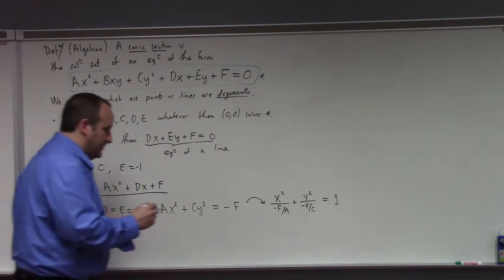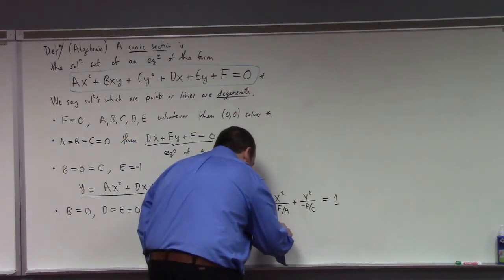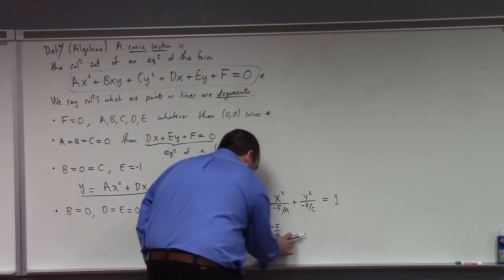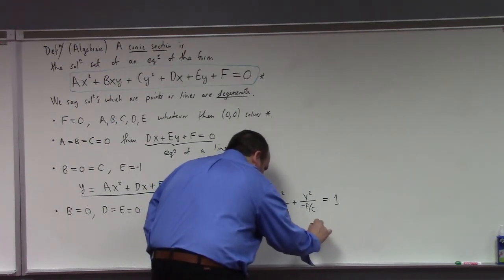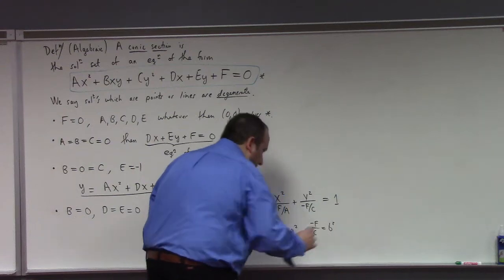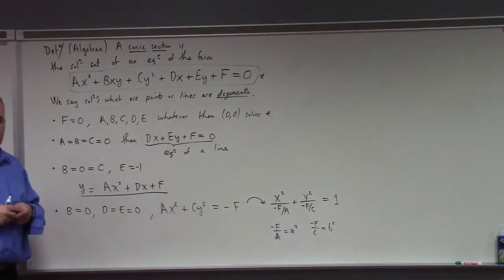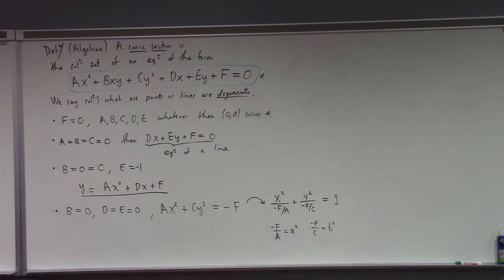As a point of usual order, I would say minus F over big A I would set equal to little a squared, and minus F over C equal to little b squared. And then I would have x squared over a squared plus y squared over b squared equal to 1, which for me would be an ellipse in standard form, where I could identify the vertices as a comma 0, minus a comma 0, 0 comma b, 0 comma minus b. Those would be the vertices of the ellipse, right?